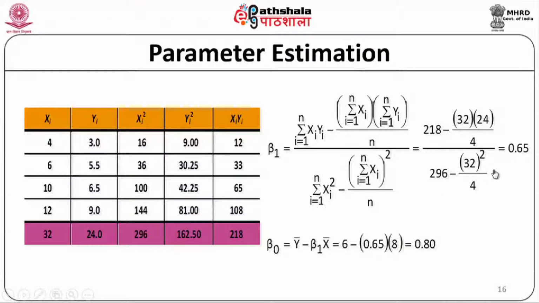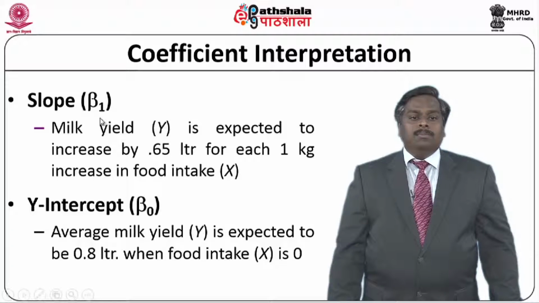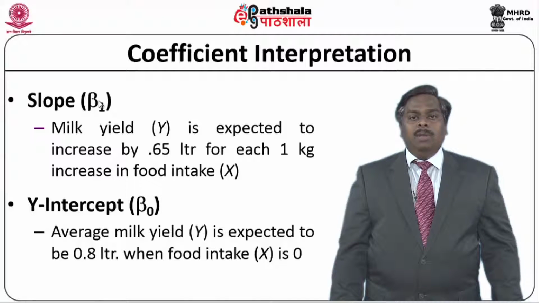So now we have determined beta 1, which is the slope, and beta naught, which is the y intercept. Now with these two values, what can we infer? So now we will have to interpret the coefficients. Beta 1, as I already mentioned, indicates the slope, which clearly states to what extent the dependent variable is changing with respect to the independent variable.